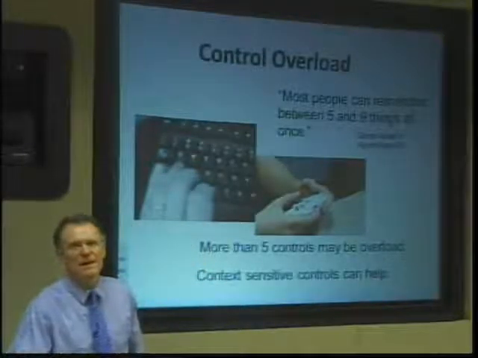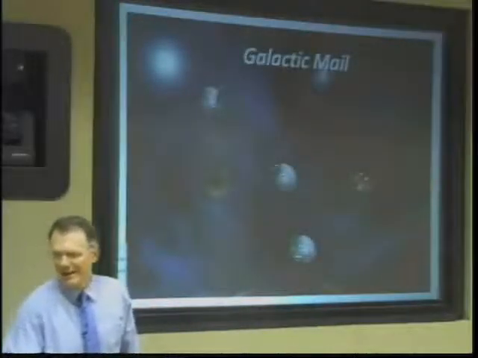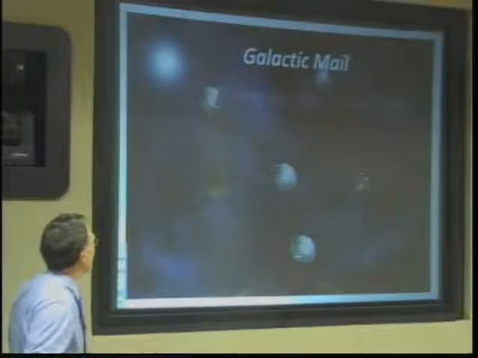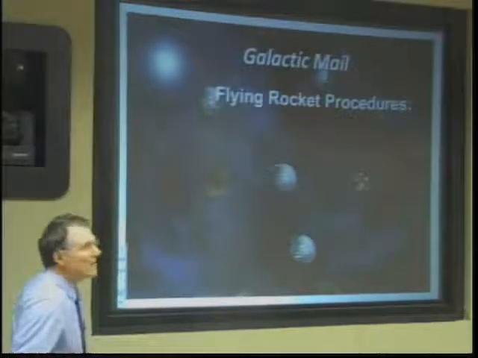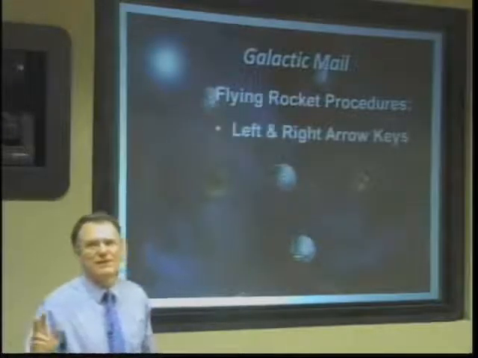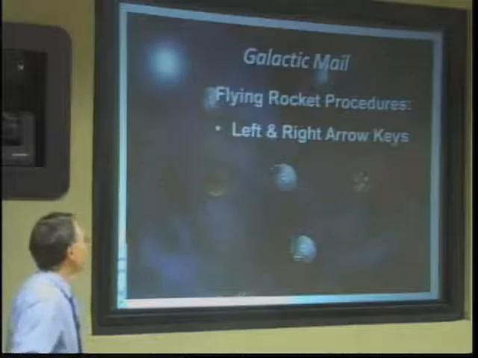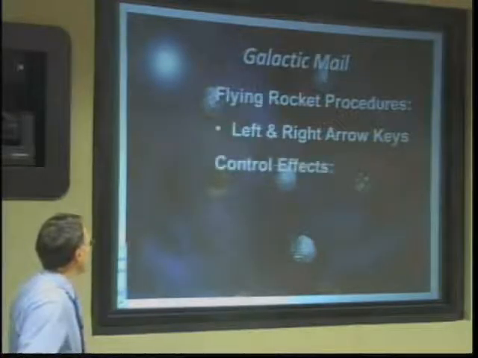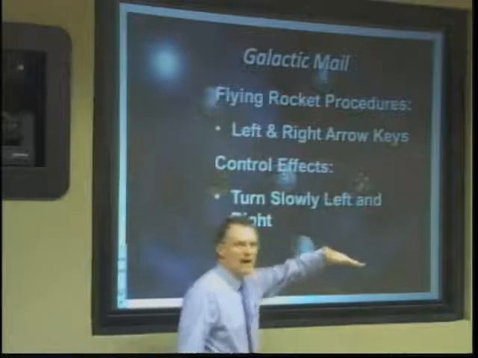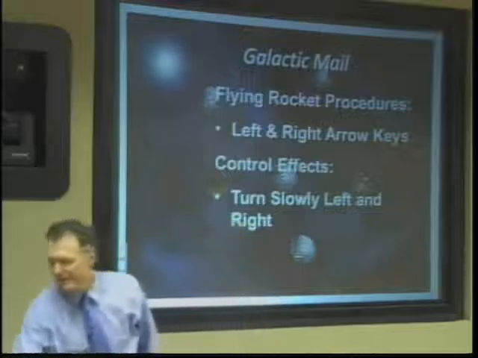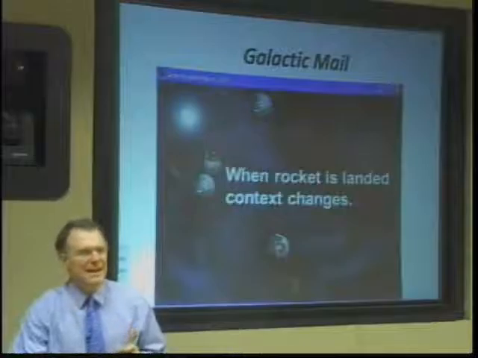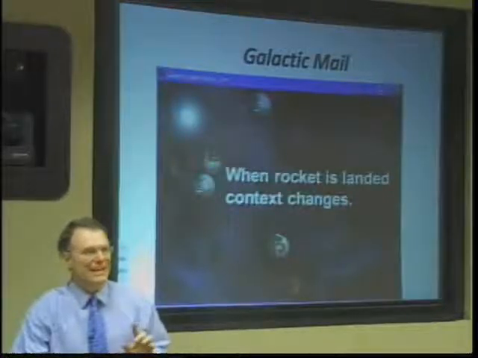Let's talk about what that means using an example. Galactic Mail. You've made this game, or are about to turn it in if you haven't already. So, when you have a flying rocket, it has these procedures that if you press the left or right arrow keys, the rocket will turn left and right. So the controls, left and right arrow keys, turn slowly left and slowly right as you're flying through the galaxy. But when the rocket is landed, things change. The context is different.